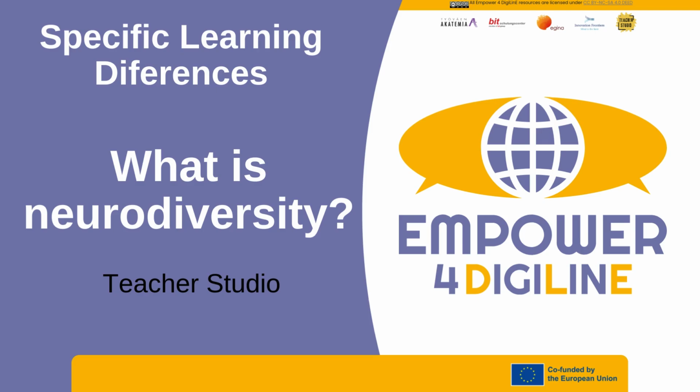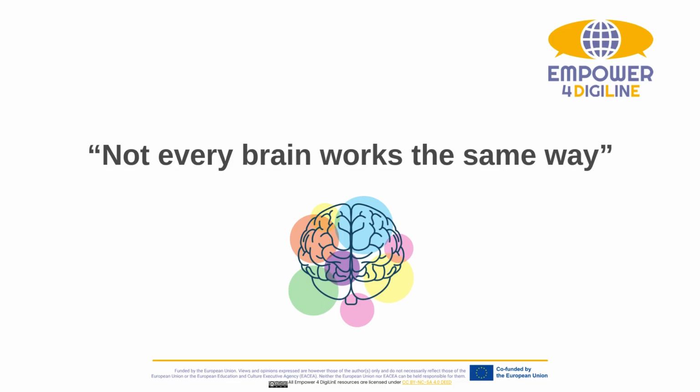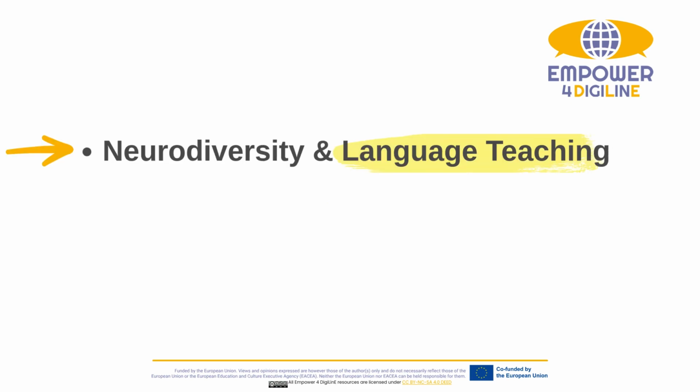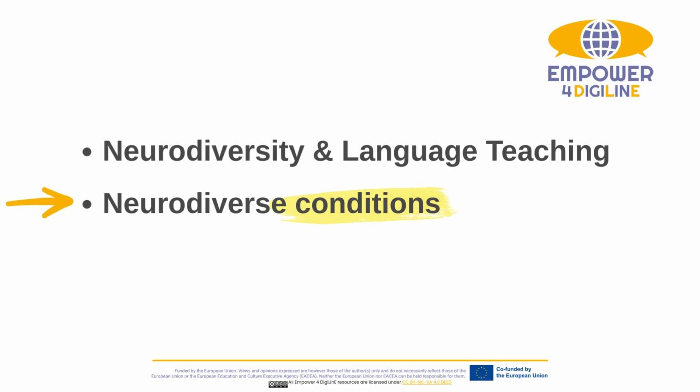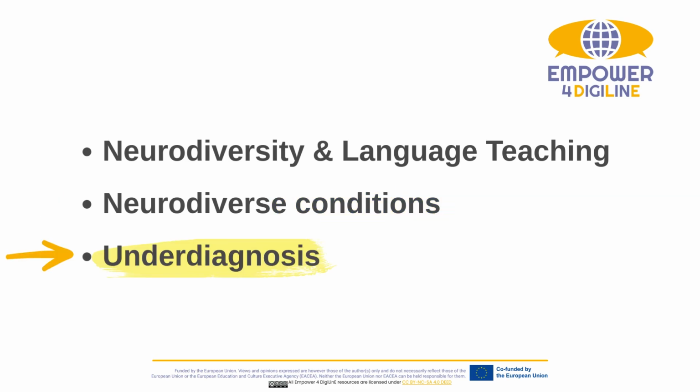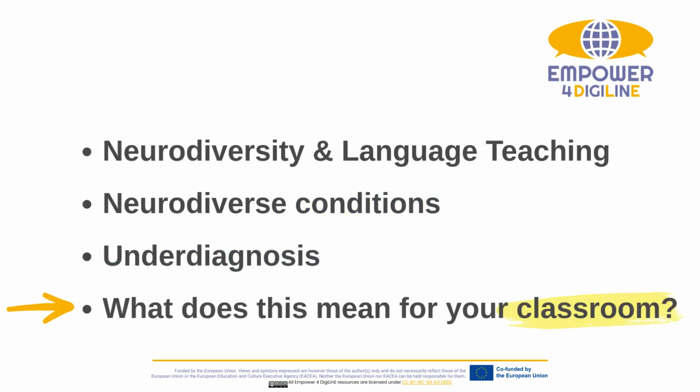Let's begin with a simple but powerful idea. Not every brain works the same way, and that's perfectly okay. In this video, we'll look at the concept of neurodiversity and how it relates to language teaching. We'll explore the conditions that fall under this umbrella, why so many students remain undiagnosed, and what all of this means for your classroom.